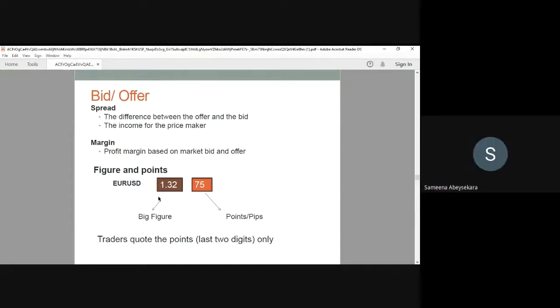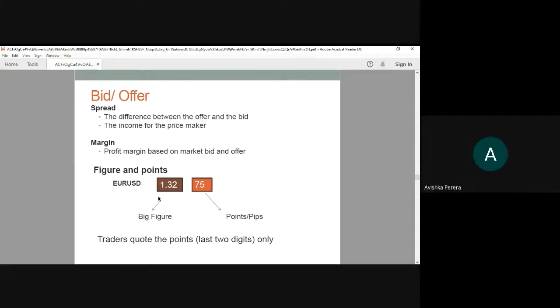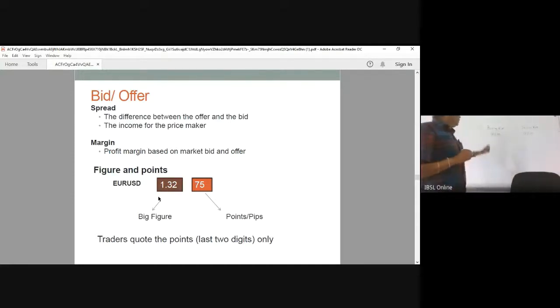Around 183. 183 is the dollar buying rate. What is the dollar selling rate? 187. Buying rate is 183, selling rate is 187. So this is the bid, this is the offer, right?